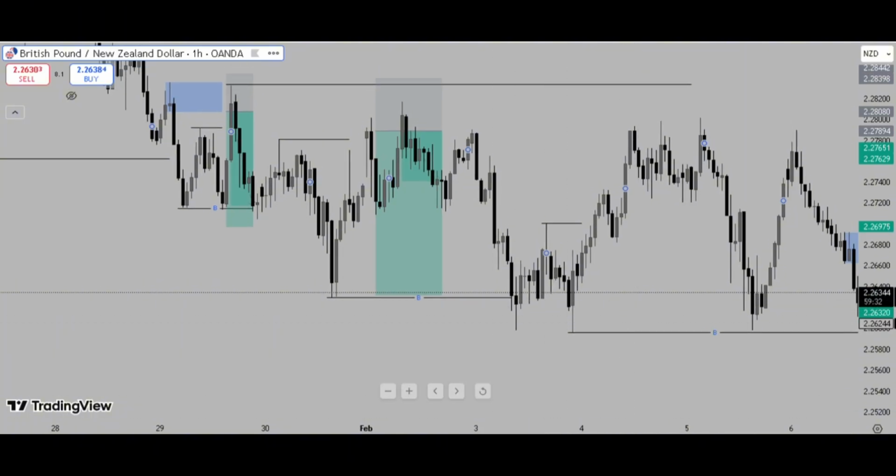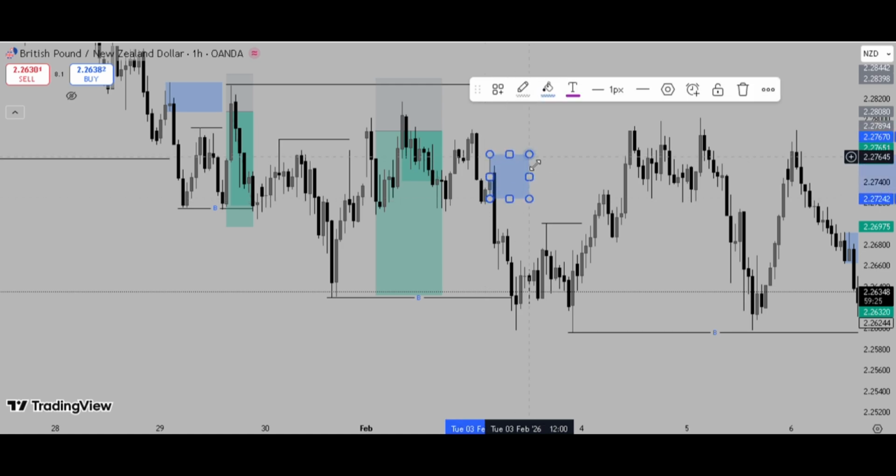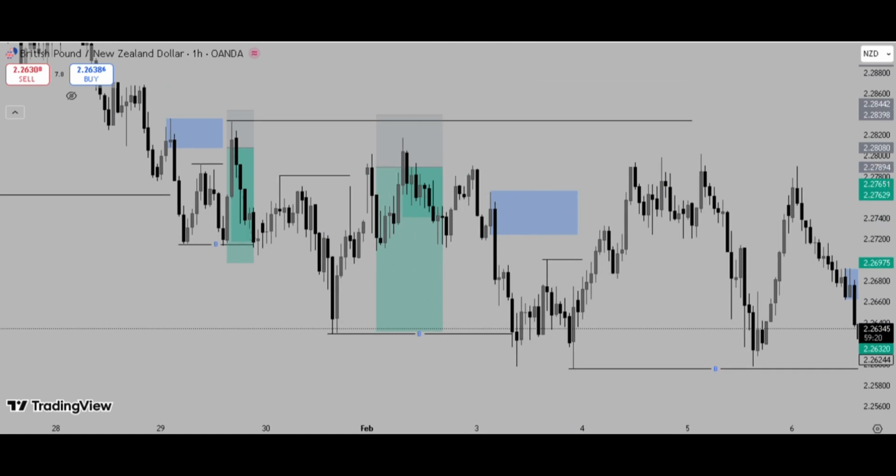Then where are my POIs that rest above my inducement? This level, this other block with fair value gap. Then where is my extreme? I don't have any extreme. Okay, this is the extreme order block.